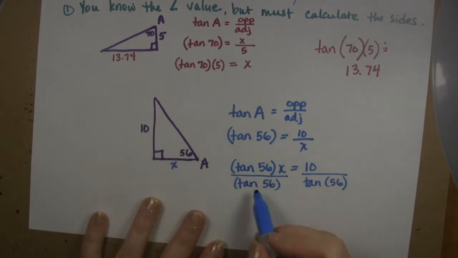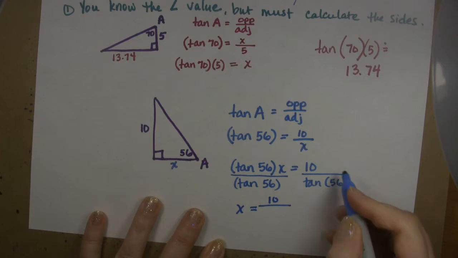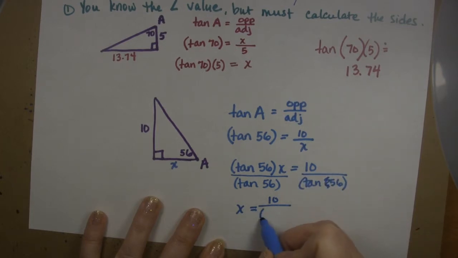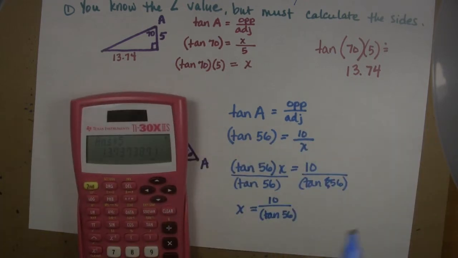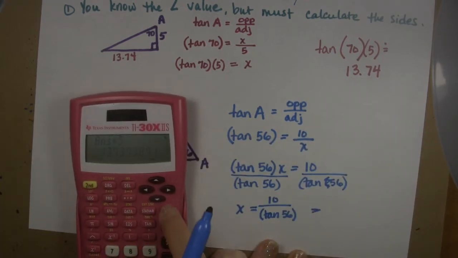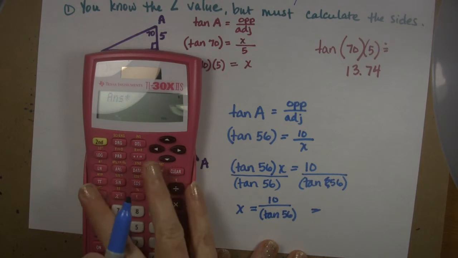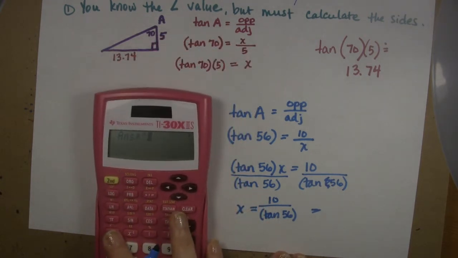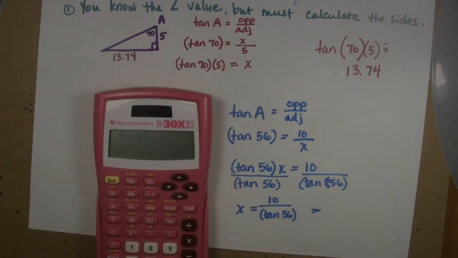And my new and improved formula is x equals 10 over tan 56. So I'm going to pull out my calculator, and I'm going to clear it, and then I'm going to say, let's try to do this without so much glare. Okay, 10 divided by tan 56 end parentheses equals.